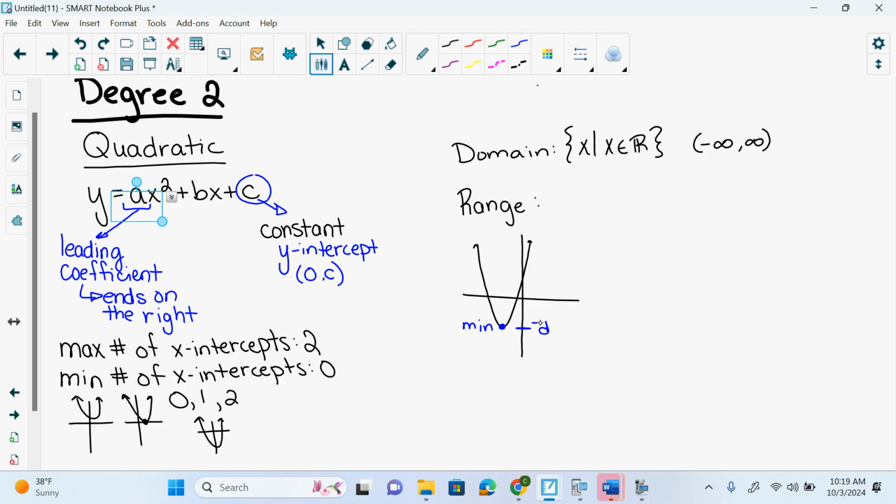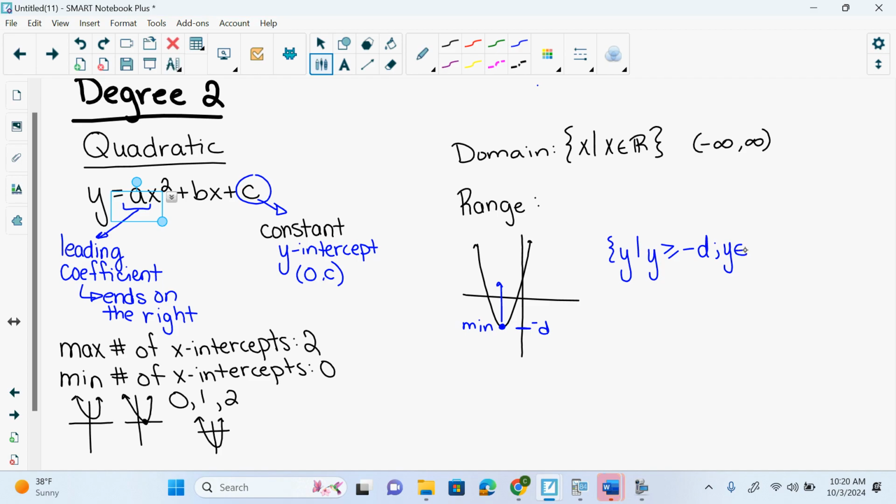Is my range, my y's, range, y's, same thing, right? Greater than negative D, the rest of the graph, or is it less than negative D? Greater, because the graph's above it, correct? Is it equal to or not equal to negative D? It's equal to, because your minimum is actually negative D, right? So my range is going to be greater than that, right? I'm going upwards. So it's going to be y such that y is greater than or equal to negative D.